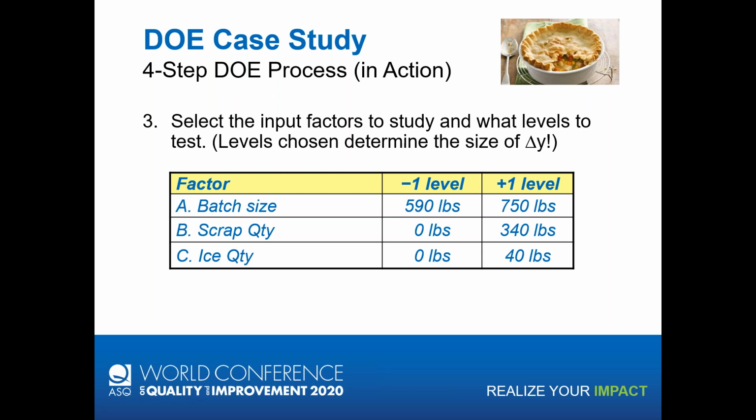I don't know. The scrap quantity and ice quantity, you'll notice that those are written as basically absent with 0 pounds, so none of it, or present, 340 pounds of scrap or 40 pounds of ice. So that is certainly one way of doing it. They didn't do a low value and a high value. It was really nothing or something. And we can fit a model to those numbers.